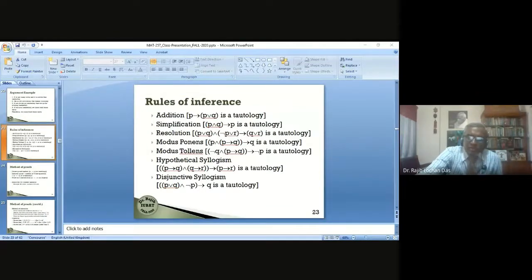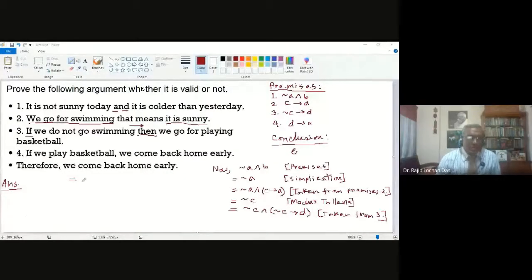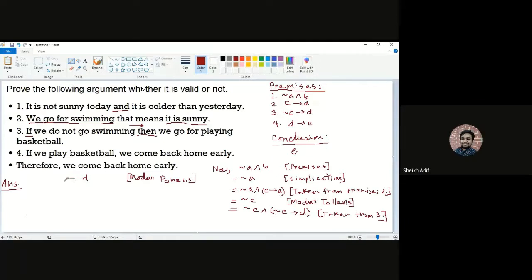So in this example, the problem we are doing now, the result will be D. So it is only D, and then you write the name of the rule you have used here, and it is modus ponens. Okay, so it is modus ponens. That's it.